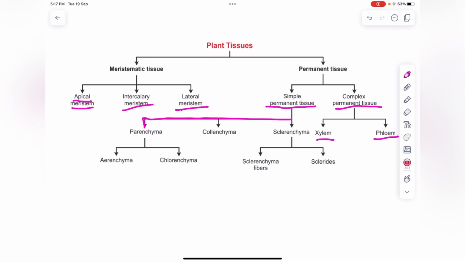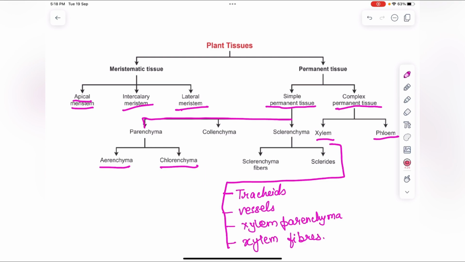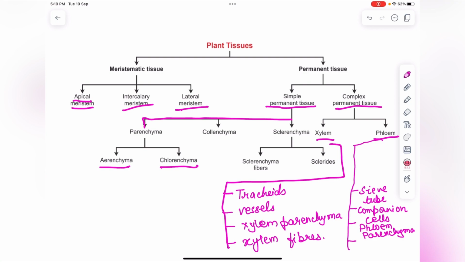Parenchyma is further divided into chlorenchyma and aerenchyma, and sclerenchyma is divided into sclerenchyma fibers and sclereids. Xylem and phloem are also divided. The xylem is divided into tracheids, vessels, xylem parenchyma, and xylem fibers. Phloem is divided into four parts: sieve tube, companion cells, phloem parenchyma, and phloem fibers. So next I'll start with the meristematic tissue.